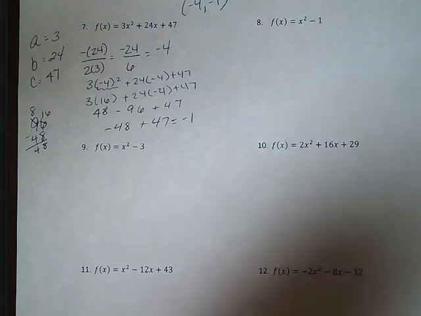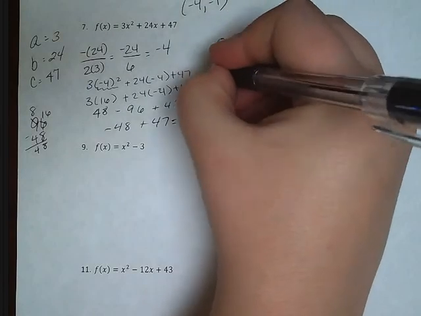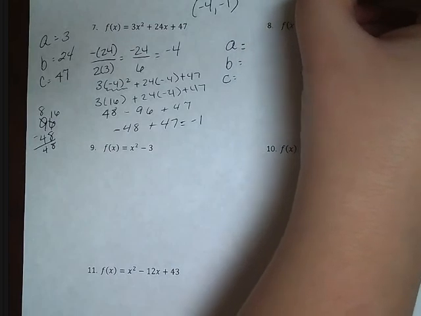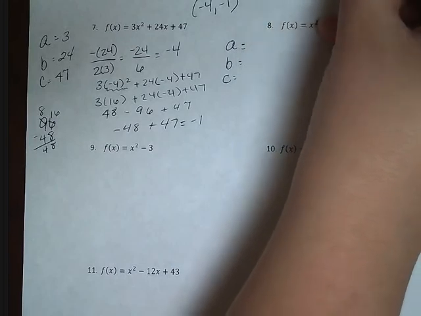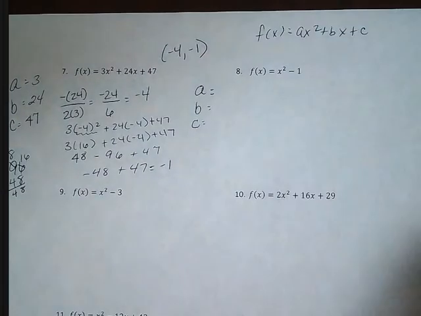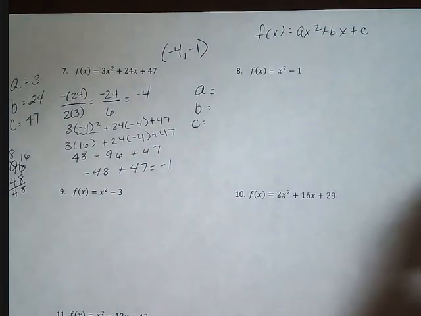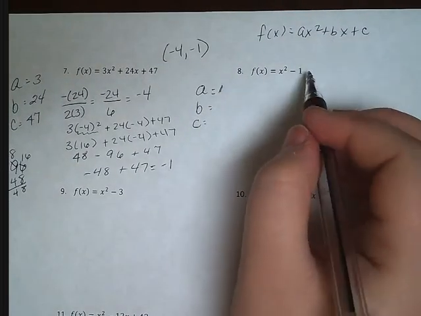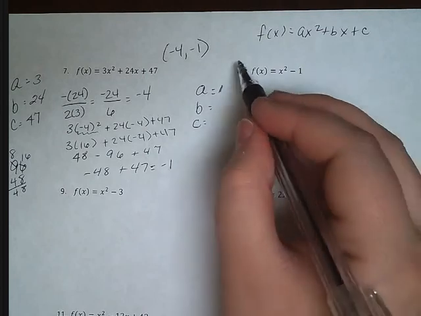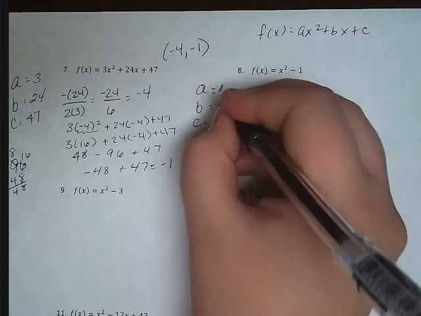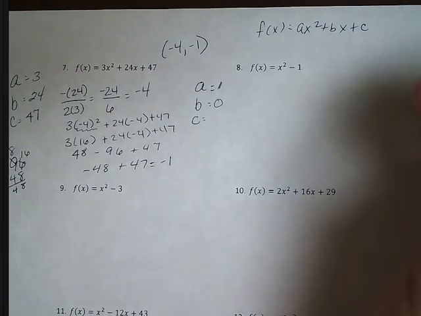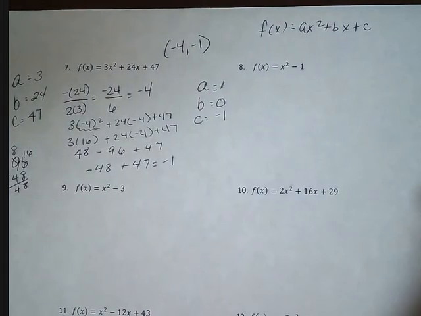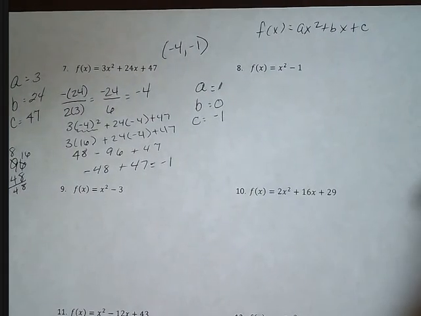Now number 8 is a little bit tricky. Remember the formula is f of x equals ax squared plus bx plus c. And so a is the number in front of your x squared. So in this instance, a is 1. B is the number in front of your x. But notice here on number 8 that there is no b. So we're going to leave that blank. And then for c, it's always the number by itself, so it would be negative 1. So you've got to be very careful as to which numbers they give you.